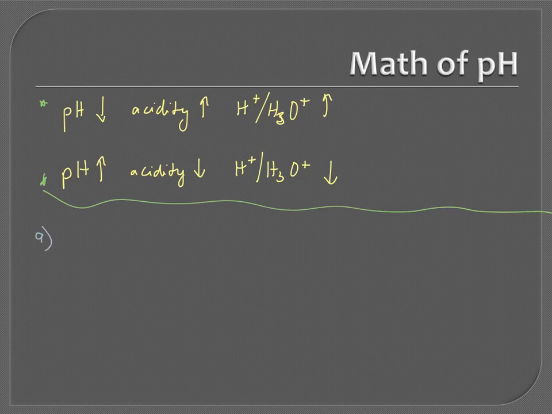So first example, if we're going from a pH of 6 to 4, that means we're becoming more acidic. That means we should see an increase in H plus. By how much? This is a pH difference of 2. So this is 100 times greater.